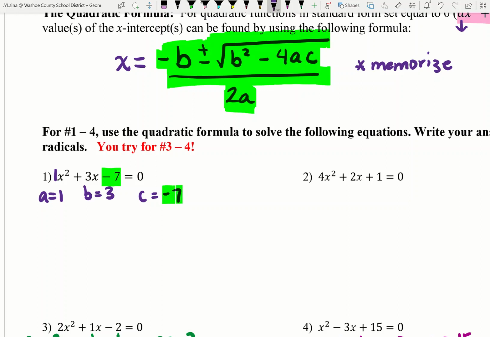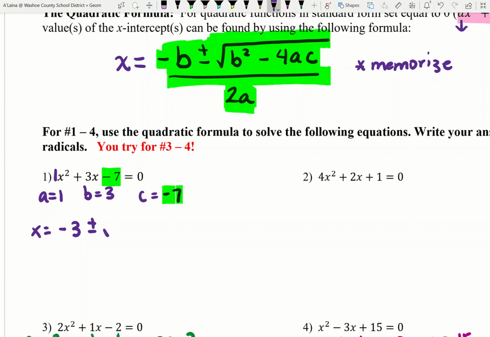What I'm going to do to start this off is rewrite this problem. I'm just going to pull from my formula, and wherever it says B, I'm going to put in a 3. Wherever it says A, I'm going to put in the number 1, and wherever it says C, I'm going to replace that with negative 7. So negative B, there has to be a negative in front of that B. Sometimes I'll call it the opposite of B. If B already started off as a negative, I would turn it into a positive.